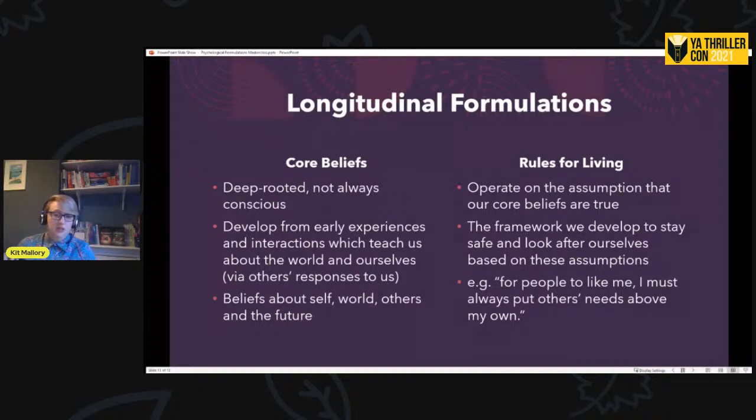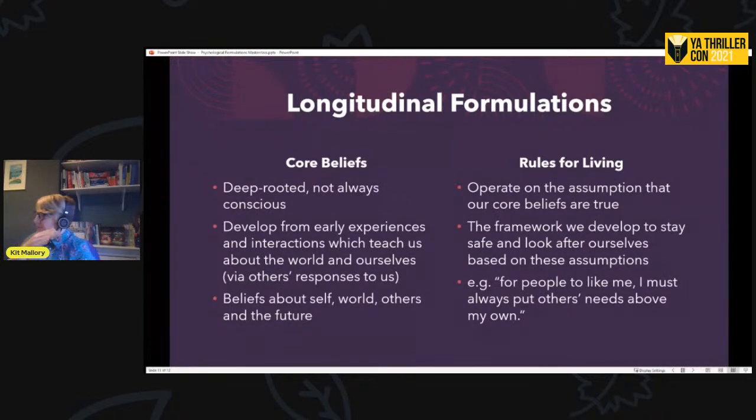I am a good person. I am not capable. Those kinds of things. Again, quite simple statements. Again, we're not always super aware of these. We carry them with us. They're not always in the forefront of our mind, but they tend to make themselves known through what's going on in our conscious mind. They tend to pop up in the form of automatic thoughts.